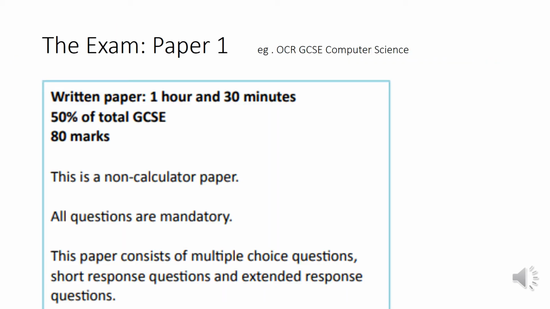Now onto the exam paper. So for the OCR exam, there will be 2 exam papers, each of which is worth half of the total GCSE. As you can see on the slide, the paper will be 1.5 hours long and will be worth 80 marks. Paper 1 is non-calculator and you must do all the questions, and it consists of question types as below: multiple choice questions, short response questions, and extended response questions.